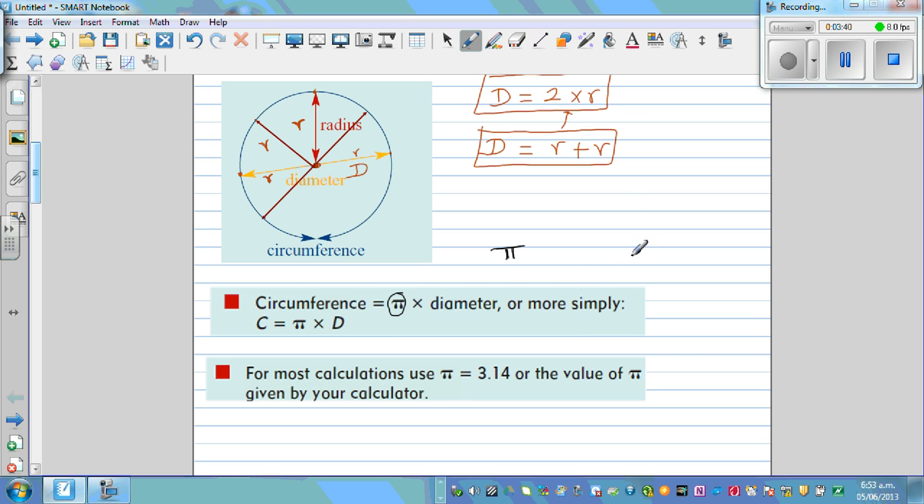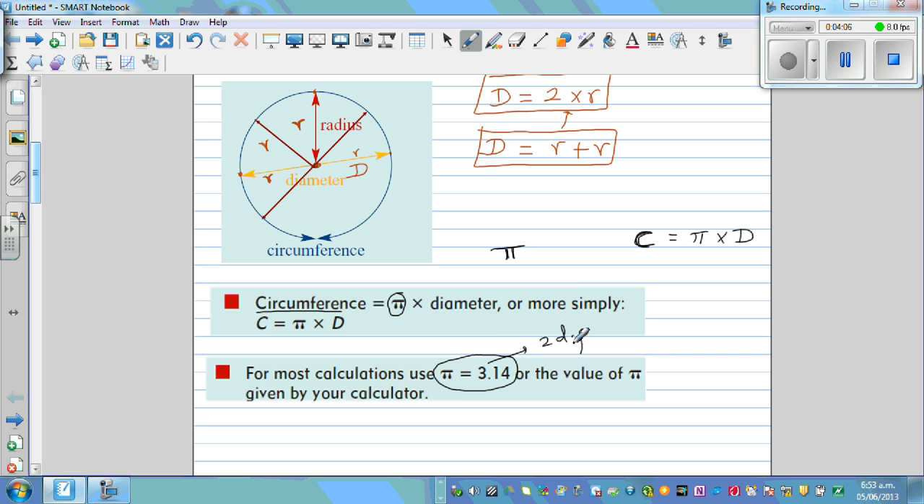So the formula to find the circumference of a circle, let's use the letter C for circumference, is pi times diameter. Now what is pi? Pi is a Greek letter, but it has a value. The value of pi is 3.14, up to 2 decimal places.